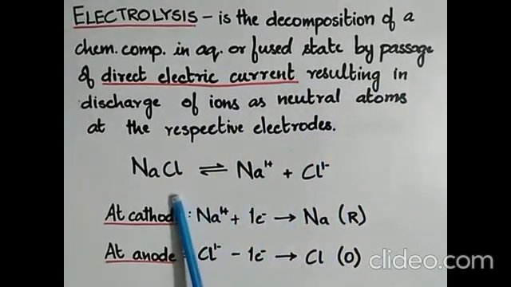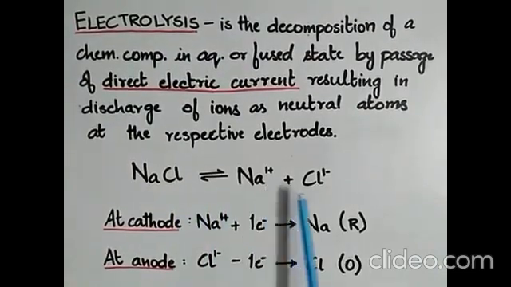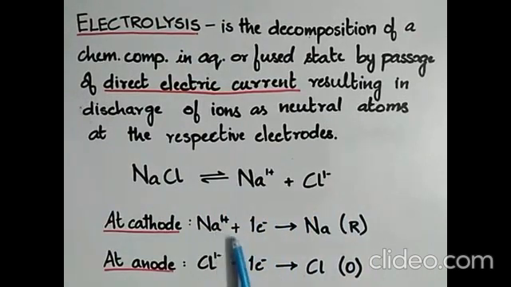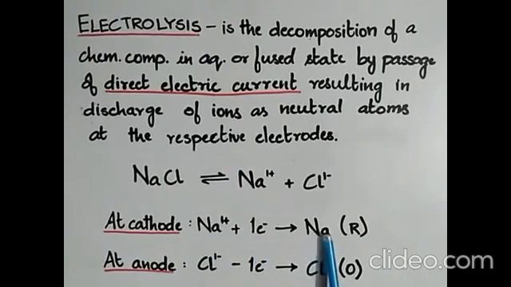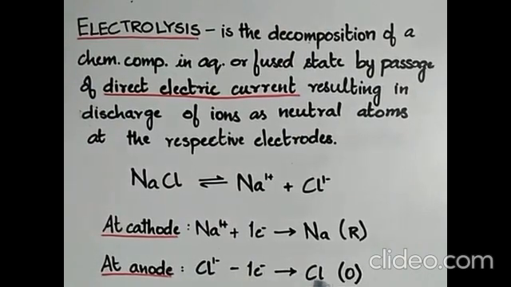Example, sodium chloride is an electrolyte. In aqueous state, it decomposes to give Na+ and Cl- ions. The Na+ ion moves towards the cathode and gains one electron and forms a neutral sodium atom. Chloride ion moves towards the anode, loses one electron to the anode and forms a chlorine atom.